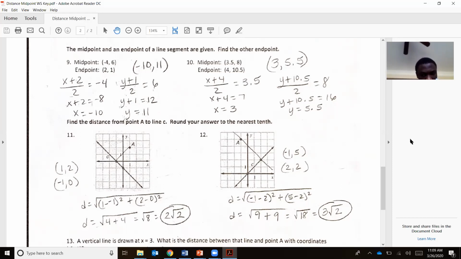Well, I can't leave that down there, so I got to rationalize that out. Okay, and so what I have now is 4 square root of 2 over 2. Well, 4 and 2 cancels to be just 2 times the square root of 2, and that is what the answer is.